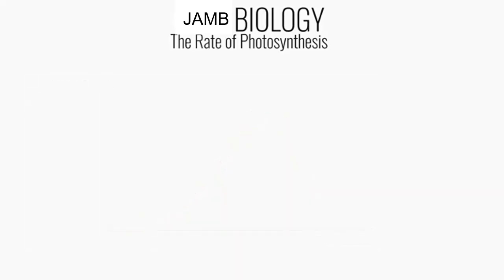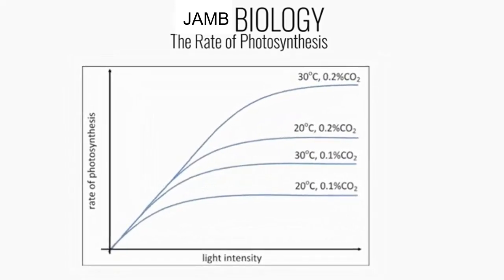So we can also represent the effect of many limiting factors in one graph. For instance, in this graph, we have the rate of photosynthesis plotted against light intensity. So here we can see the several plots showing the levels of carbon dioxide as well as the temperature. So at the start, you can see that as the light intensity increases, the rate of photosynthesis also increases. And then the lines level up at different points where light intensity is no longer the limiting factor.